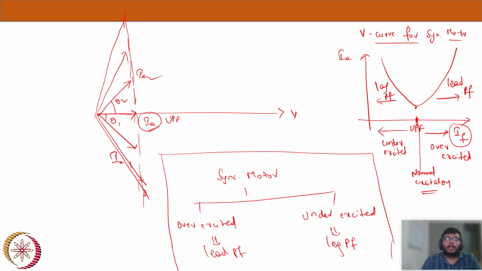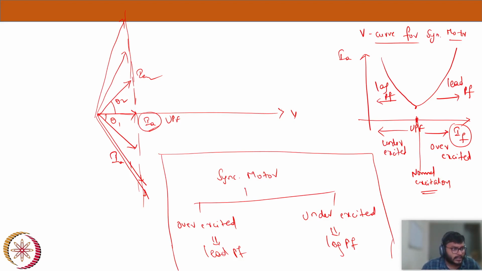Now we have seen the effect of variation of excitation for a synchronous motor as well as a synchronous generator, and we have derived the V curves for the same, and we have located the power factors for it. But what is the actual application of it? So where do we actually use it? Now we will discuss a very interesting case here.